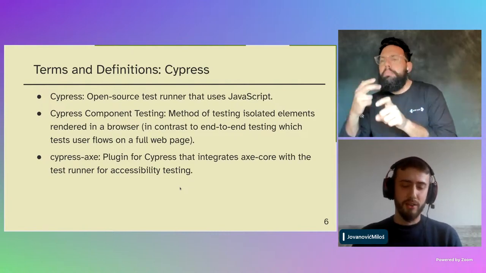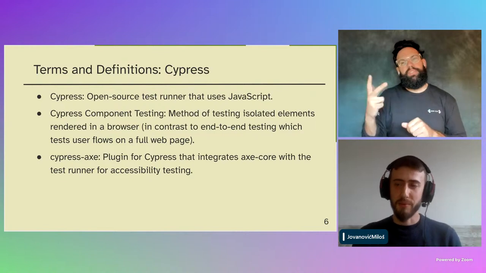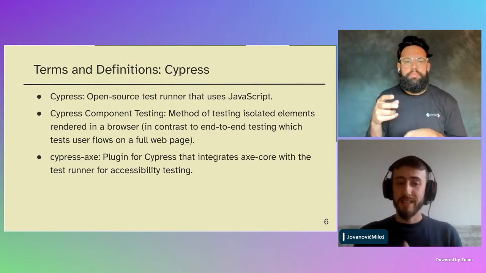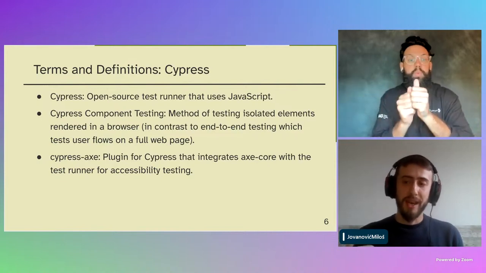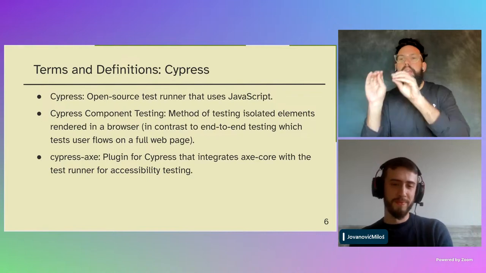Another tool to plug into this, with the accessibility testing capabilities and including the Axe Core into Cypress, is the Cypress Axe plugin, which we'll be integrating into the testing structure here.